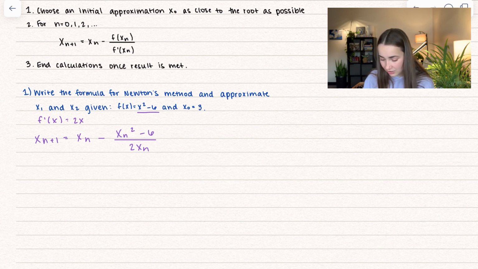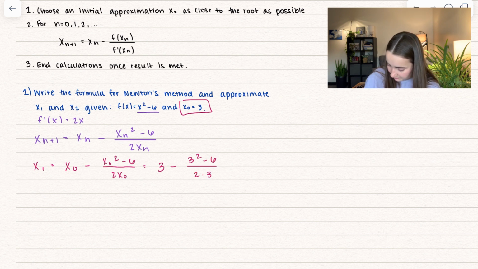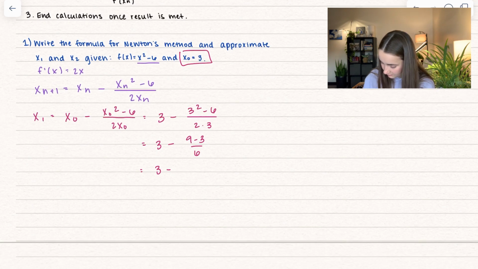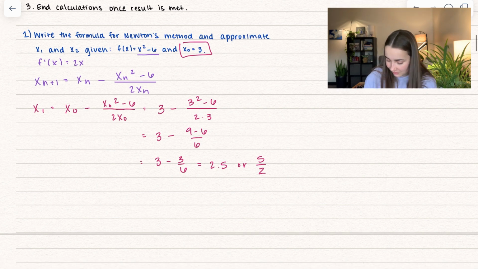And remember, our initial condition was x sub 0 is equal to 3. So here we want to find x sub 1, and this is going to be x sub 0 minus x sub 0 squared minus 6 divided by 2x sub 0. And we can plug in what that's actually equal to. So here we get 3 minus 3 squared minus 6 divided by 2 times 3. So here we end up with our x1 value being 5 halves or 2.5, however you like to look at it. And now we're going to use that to find our x sub 2.